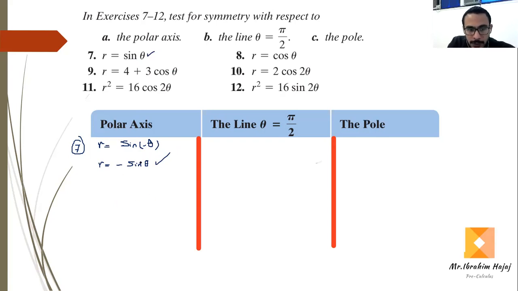Like sine 30 is half, and sine 30 times negative gives negative half, which is the same as half. If we graph r equals half or r equals negative half, it gives us the same thing, right? Yes. But with different starting points, so it's symmetric.